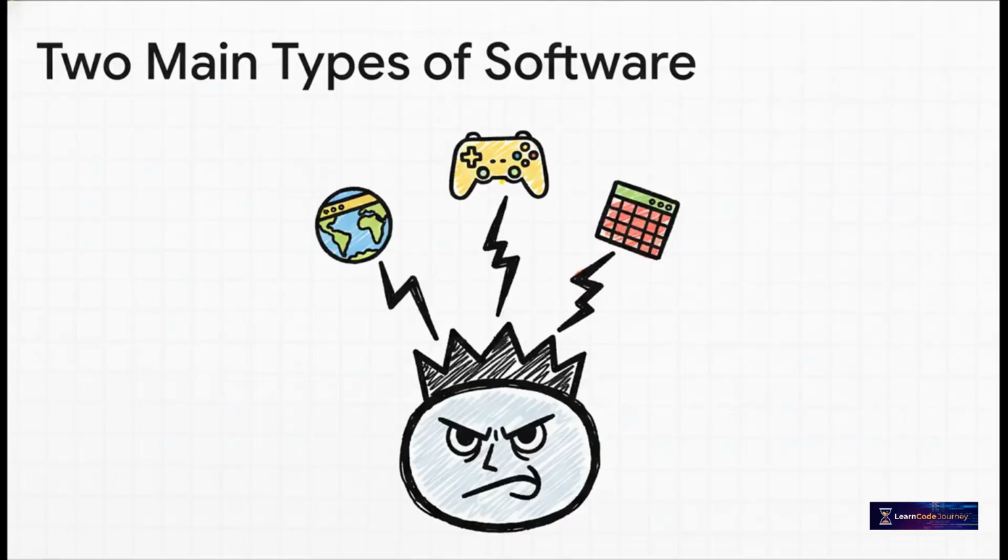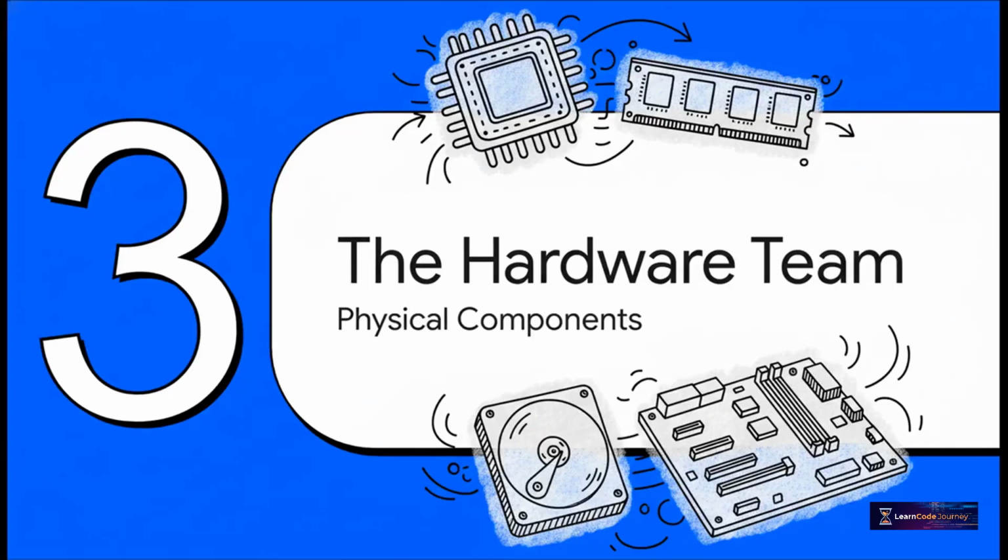And even in that software world, there are layers. Think of the operating system, like Windows or Mac OS, as the master conductor. It manages everything and lets other programs run. Then, on top of that, you have the applications, all the tools you actually use, like your web browser or your favorite game. So that's the soul. Now, let's meet the body.